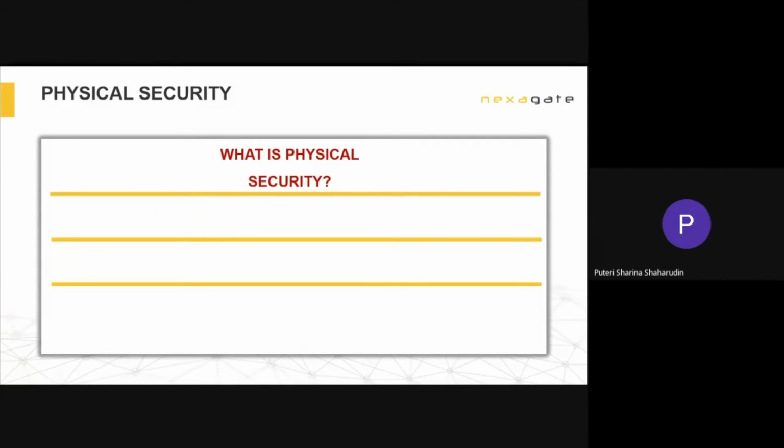What is physical security? Physical security is the protection of personnel, hardware, software, networks, and data from physical actions and events that could cause serious loss or damage to an organization. This includes protection from fire, flood, natural disasters, theft, vandalism, and terrorism.